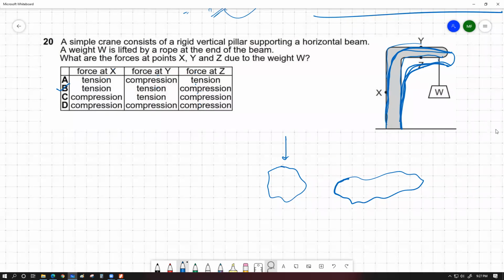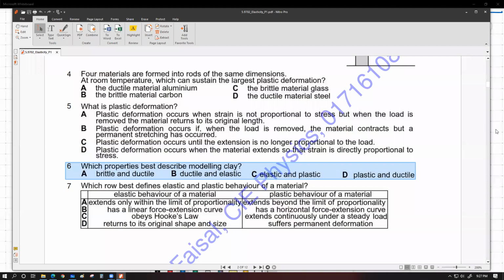Elastic behavior would mean that if you remove the force, it should come back to its original shape. Does modeling clay behave like that? No, sir, it is plastic. Besides, it behaves as a plastic and ductile material.